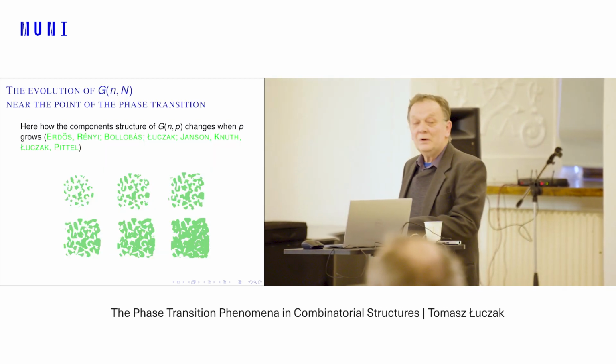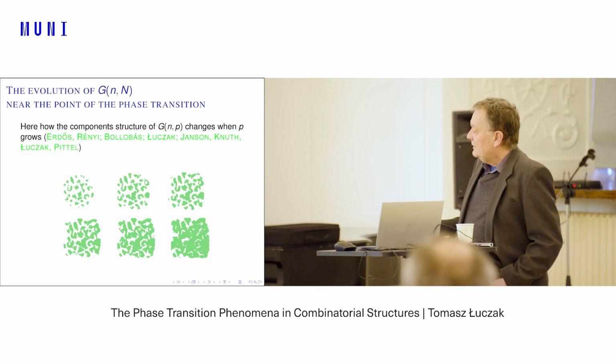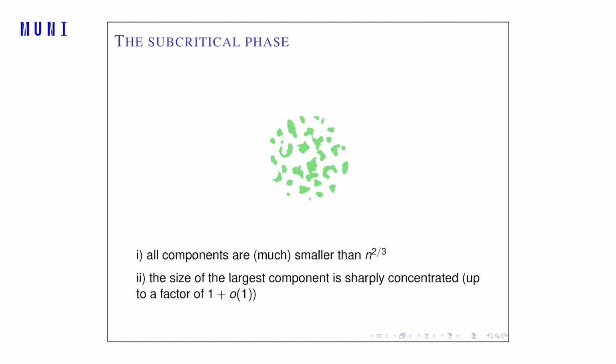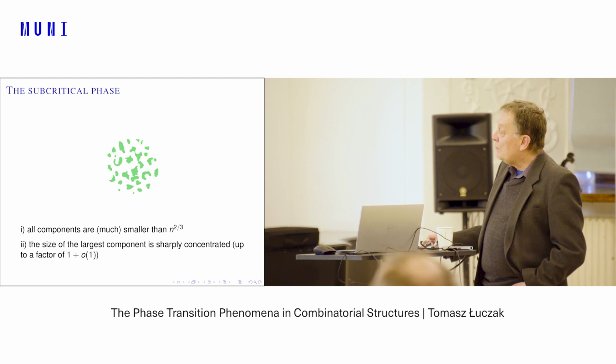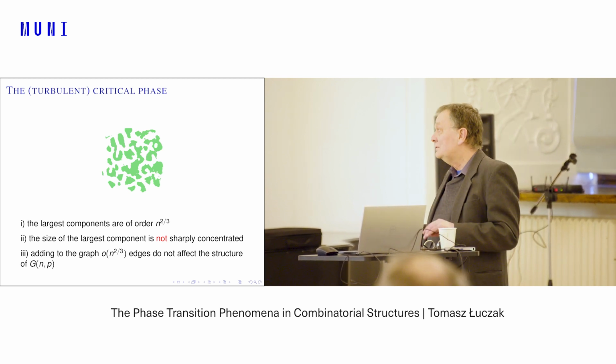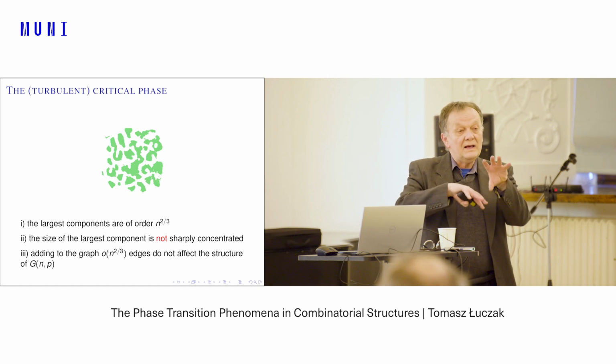Let me tell you what the evolution of G(n,p) is and what the phase transition in this graph looks like. The evolution has three phases. One is subcritical: we have a huge number of small components competing with each other. There are quite a few leaders; they grow, but they are never joined. Two leaders will never be joined by an edge until they grow up to n^(2/3). Then it's a critical phase, and it is possible that these leaders will merge into one giant component.